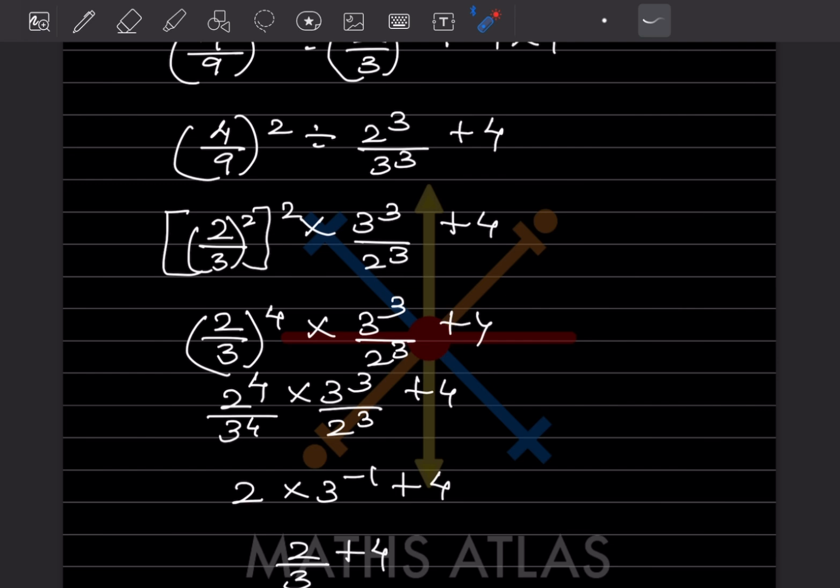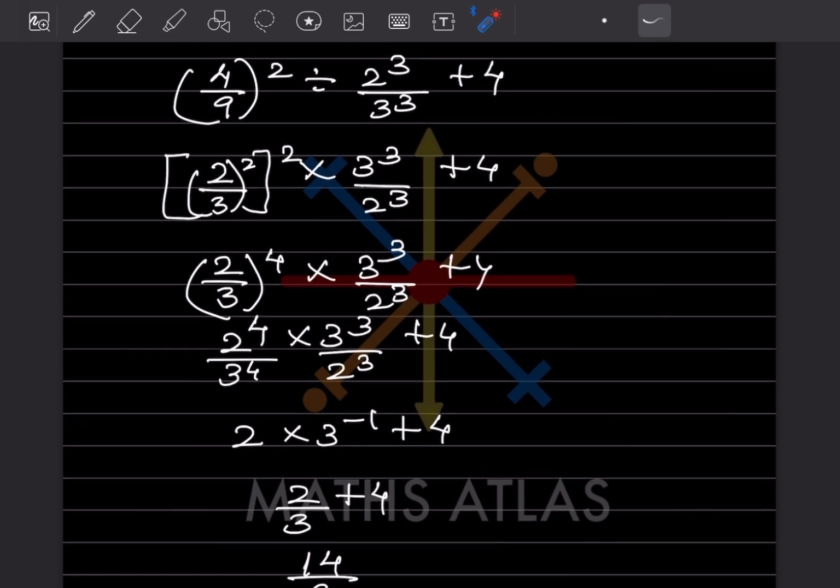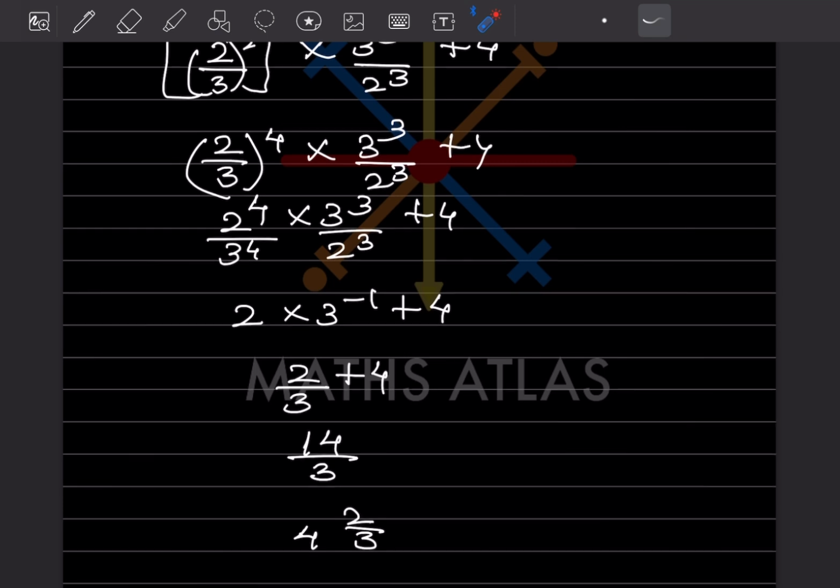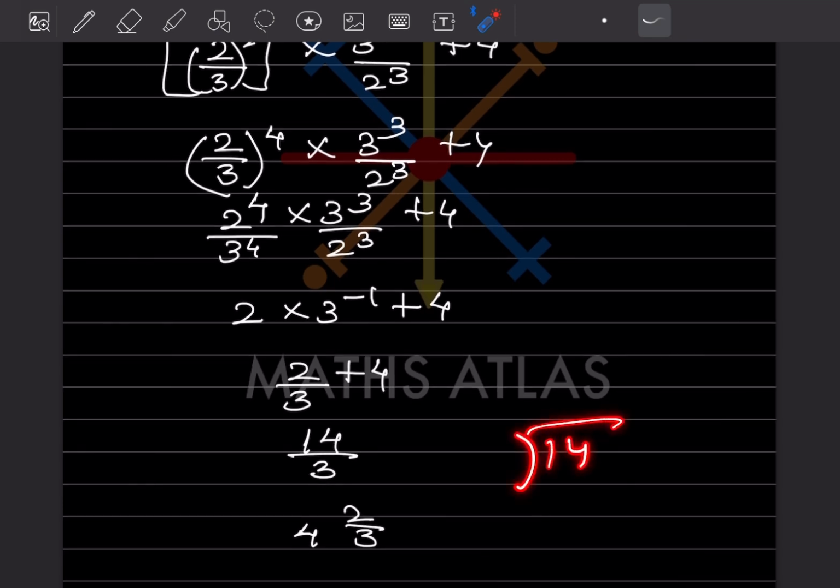So now this is in the numerator. This we have to make positive, so this will go in the denominator, plus 4. So now you will take the LCM of this one. That is going to be 14 by 3. When you divide this one, that will be 4 integer 2 by 3.